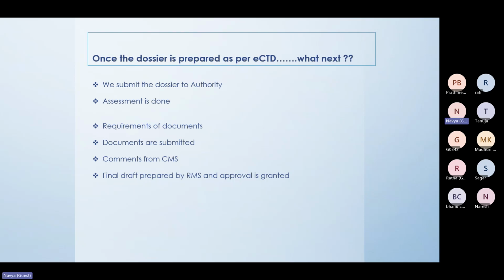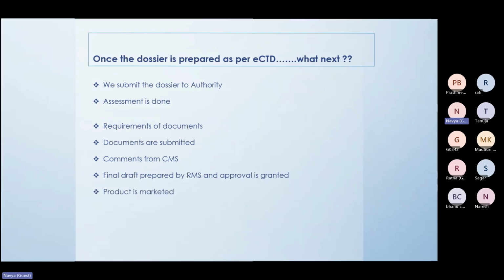So this is how the entire process goes. We have a dossier, we prepare it as per the eCTD format, and it is submitted to the authority. The authority does the assessment. If any documents are required, they send the request to the MAH, and the MAH provides the document to the RMS. Then the CMSs provide their comments, and the final draft is prepared by the RMS and approval is granted. So now we have a registered product in a particular market.